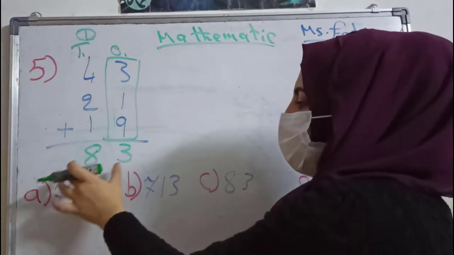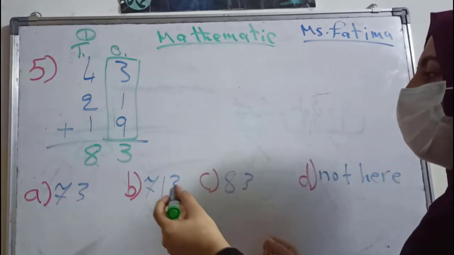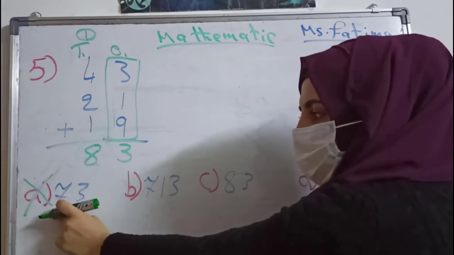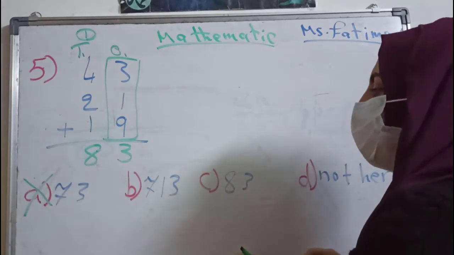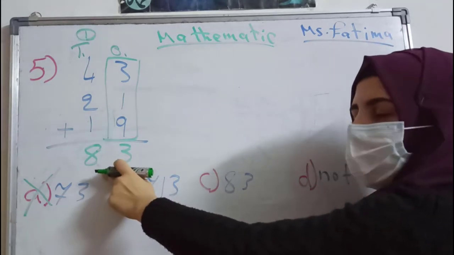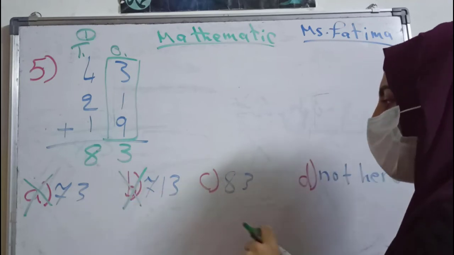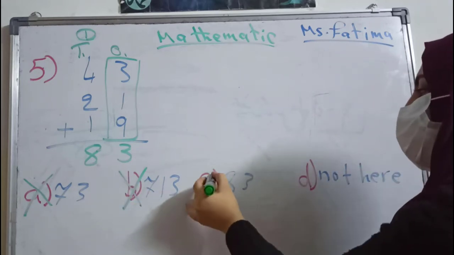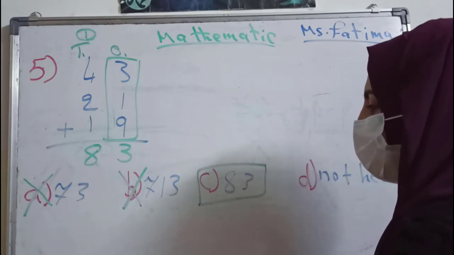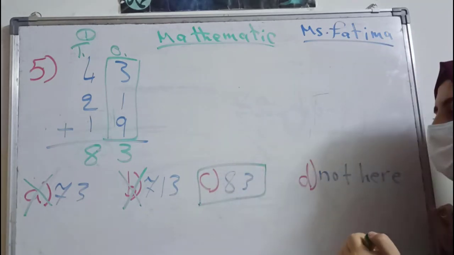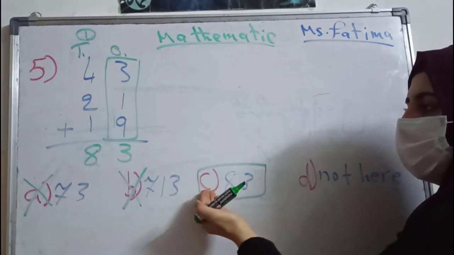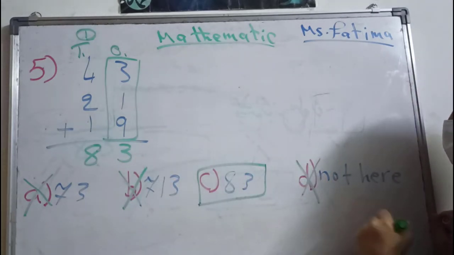Let's compare this number with the answers. In A, right there 73 is not true. Why? Because in tens we have 7, but in here we have 8. In B, right there 713, but in here we have 83, then it is not true too. In C we have 83, then C is like this, then we choose C. C is the correct answer. Let's go to D. In D, we have 83 is not here, then D is not true too.